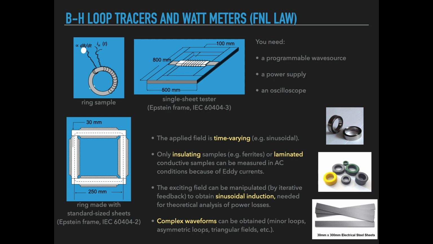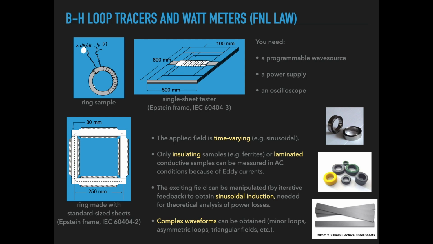Through proper feedback mechanisms and using a programmable voltage source, it is possible to configure the experiment in order to have a sinusoidal induction to measure power losses in these materials. In principle, BH loop tracers and wattmeters are relatively simple setups that can be custom built in the laboratory, needing just a programmable voltage source, a power supply, and an oscilloscope in order to be able to do these measurements.